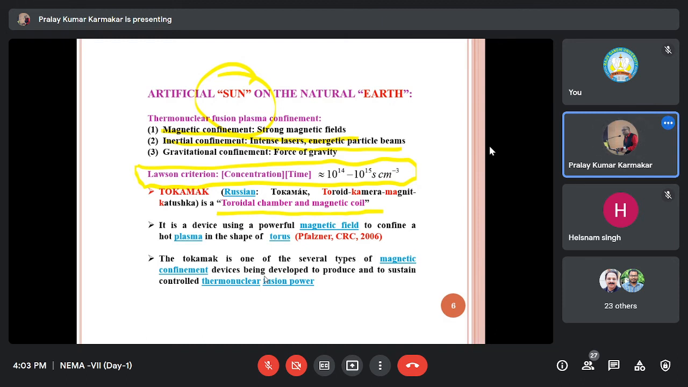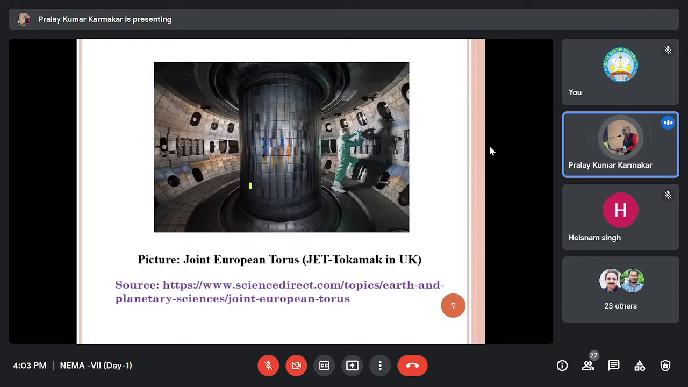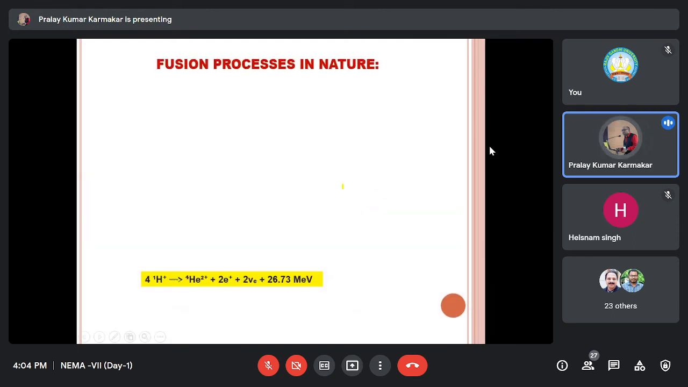Okay, fine. This is one picture taken from this website. Here you can see the JET tokamak in the UK, and you can see its size and dimensions. Okay, fine. So this is one fusion occurring in nature.